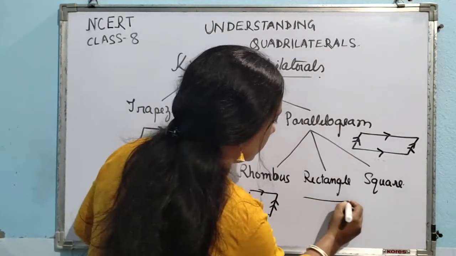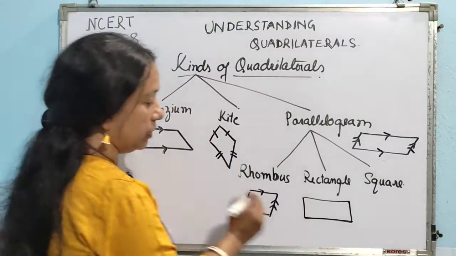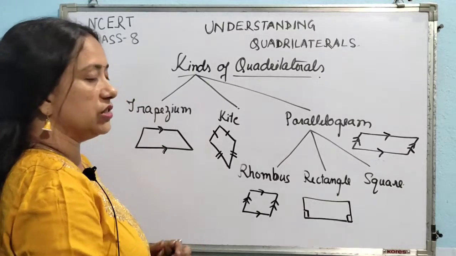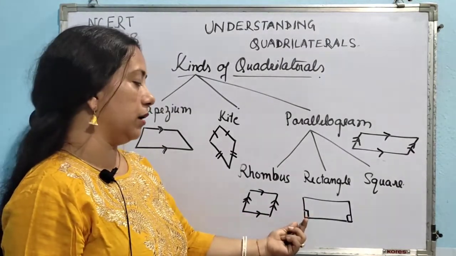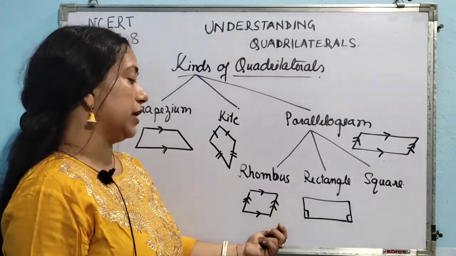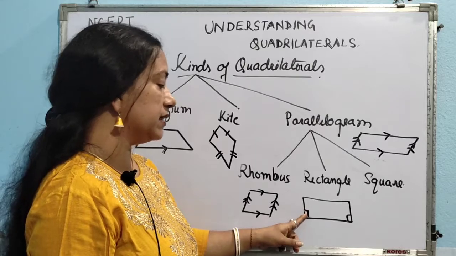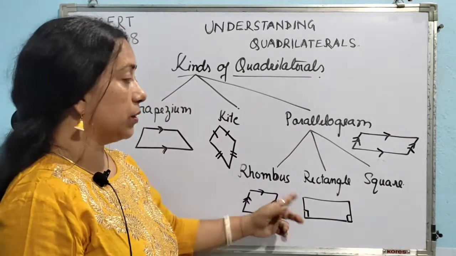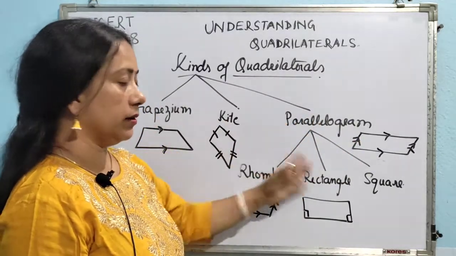Now what is a rectangle? It is a parallelogram in which all the angles are of measure 90 degrees, or we can just say in which one angle is of measure 90 degrees. Now why do we say that one angle is 90 degrees? If one angle is 90 degrees, all the other angles will be 90 degrees. Why? Because there are some properties of a parallelogram that I will be discussing.